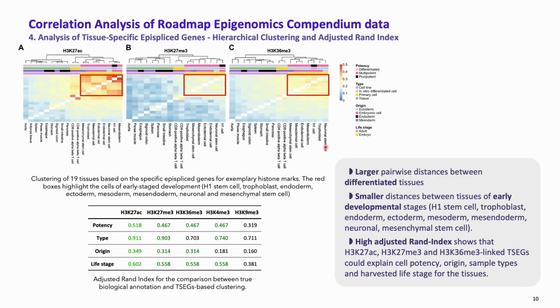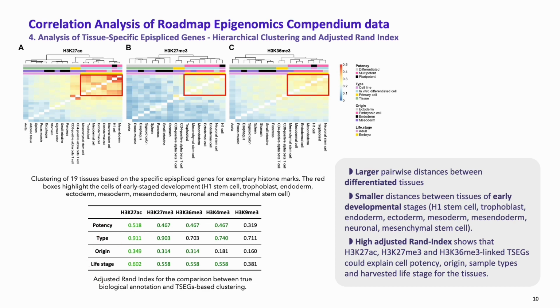In the next step, we look at the pairwise distance between tissues using the shared episplice genes and target index, and we found clear clusters of cells coming from early stage development, like H1 stem cell or endoderm, mesoderm, neuronal stem cell. We also look at the labels for potency, type, origin, and life stage of those cells and compare them with the clusters coming from our target index distance and look at the matching between the two labels. We found high overlap between the labels, indicating that the episplice genes were able to distinguish the cells based on those 4 criteria.